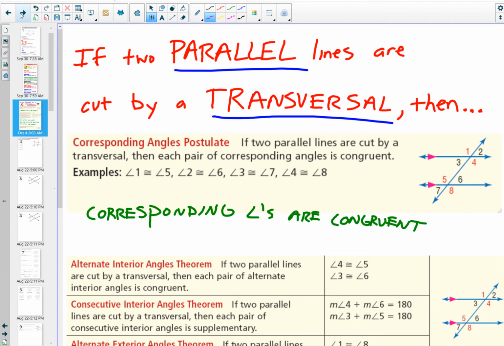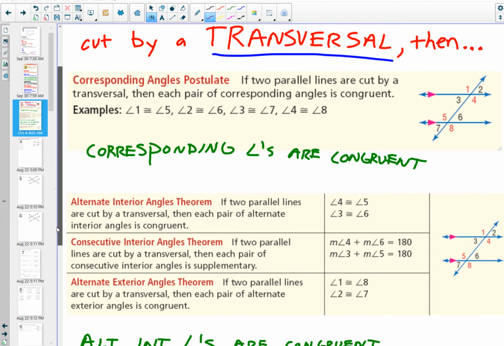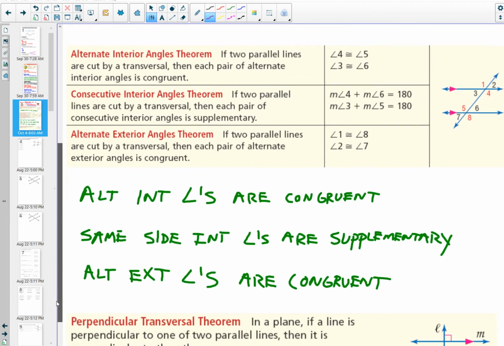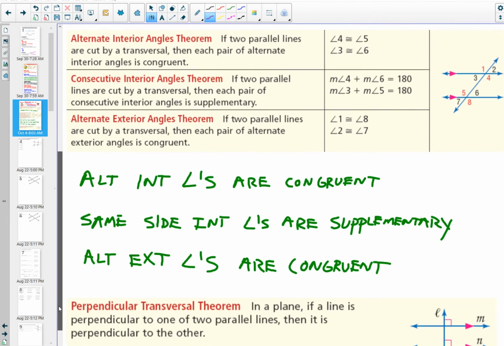If we have alternate interior angles, they are congruent. So our alternate interior angles would be our 4 and our 5. They're inside of parallel lines, and they're on alternate sides of that transversal. Do we see that? Max, what's our other set of alternate interior angles? We have 4 and 5. What's our other one?